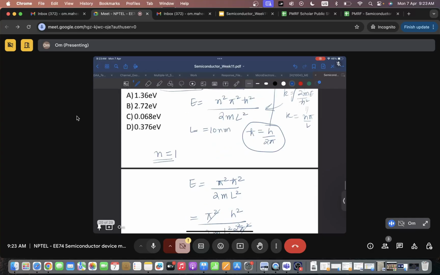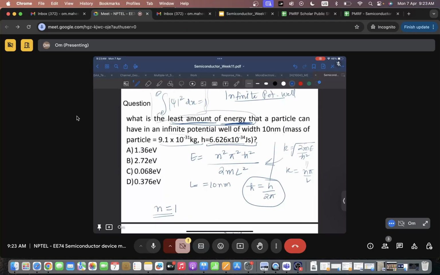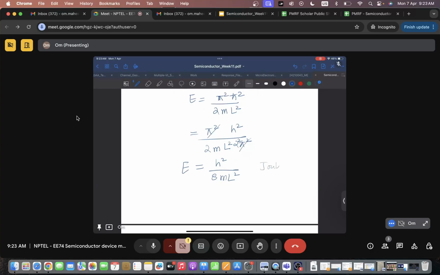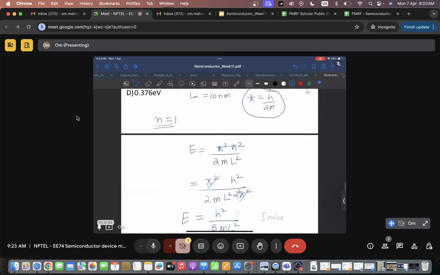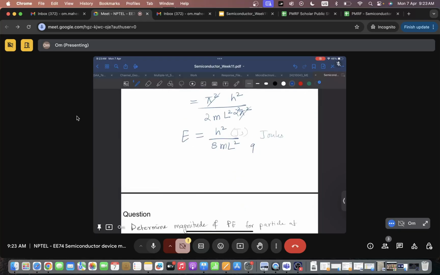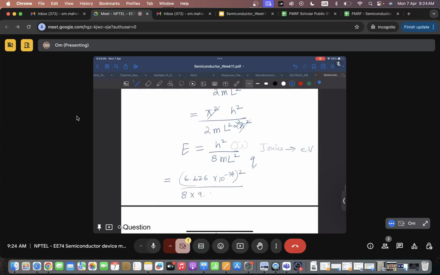But one thing you need to note here is that if you put this h directly, it is in joule second, so you will get energy in joules. If you put it in joule second, you need to divide by the charge of the electron to get it in electron volt. So this will become 6.626 into 10 to power minus 34, whole square, upon 8 into the mass of electron, which is 9.1 into 10 to power minus 31. L is 10 nanometer, so it will be 10 to power minus 8 meter square, and then the charge of electron, 1.6 into 10 to power minus 19.